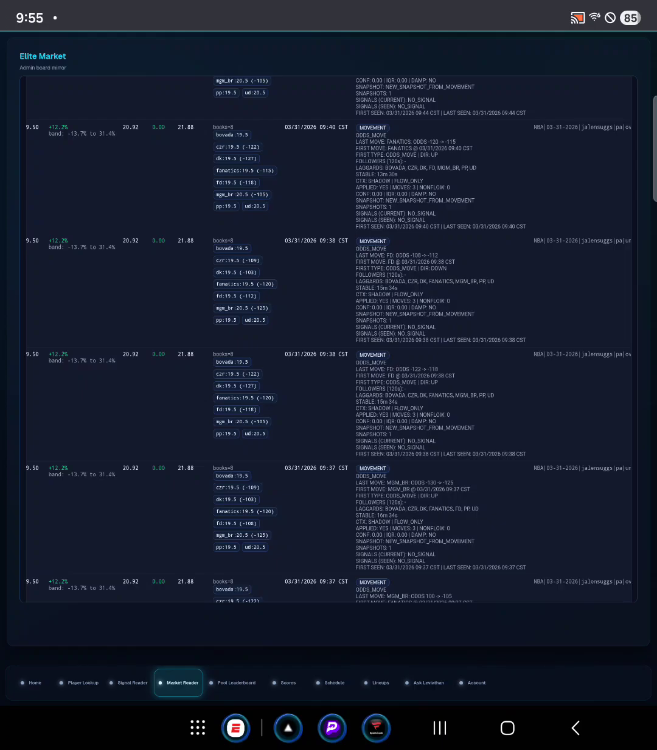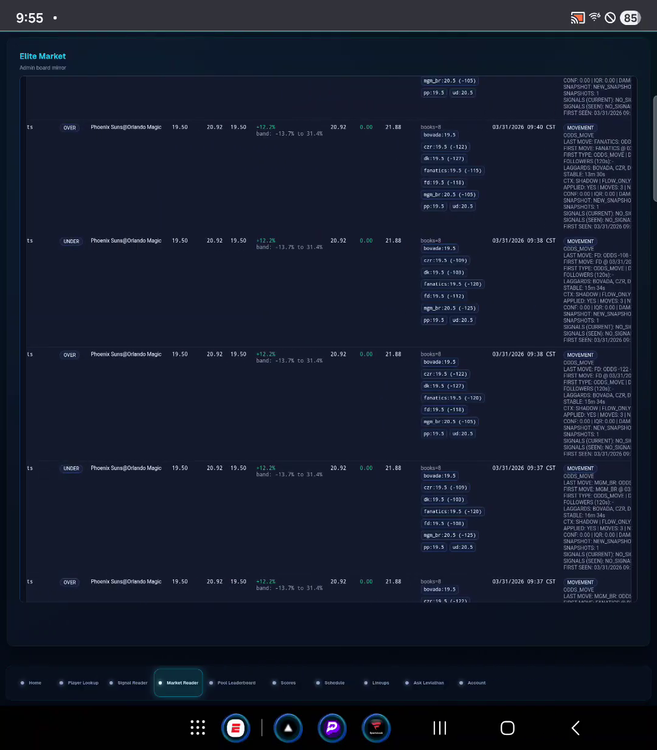Because if a book moved on DraftKings and another book followed within a certain amount of seconds, you can bet against the stall line. And that's a strategy where when one book hasn't changed and the other books have, then you can bet against it.